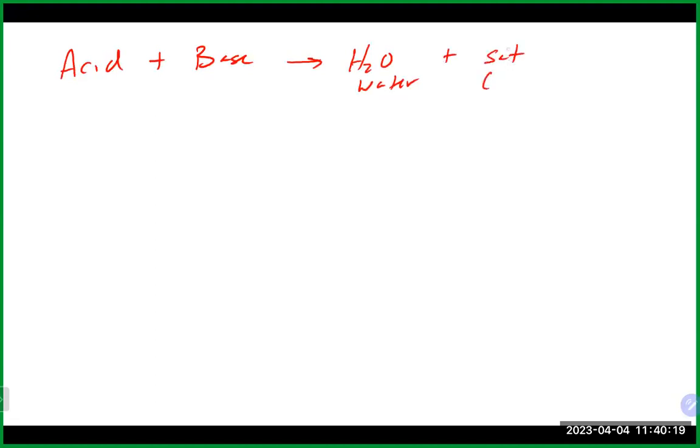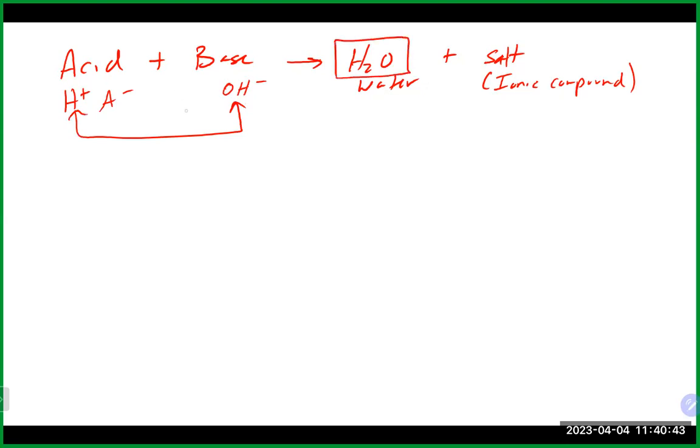A salt is an ionic compound as a result of it. And once again, really the water is going to come from the H plus in the acid and the OH minus in the base. These two guys are going to come together to make our water. And really the other part here, I'll just call it A plus in this case, these two guys will come together to make our salt.